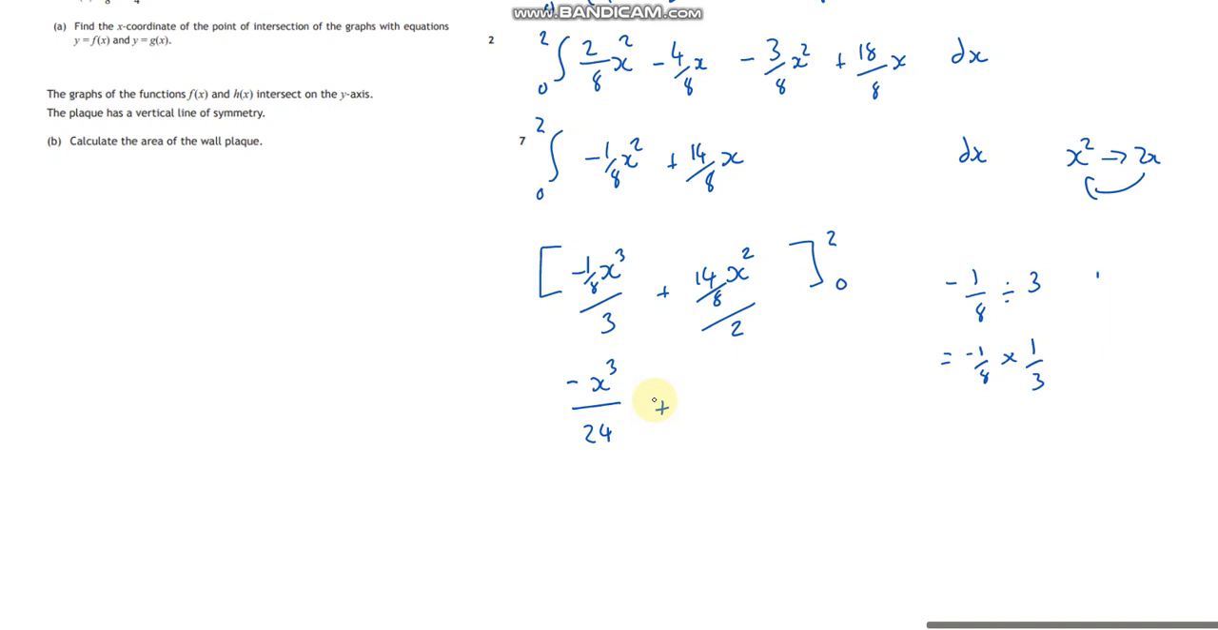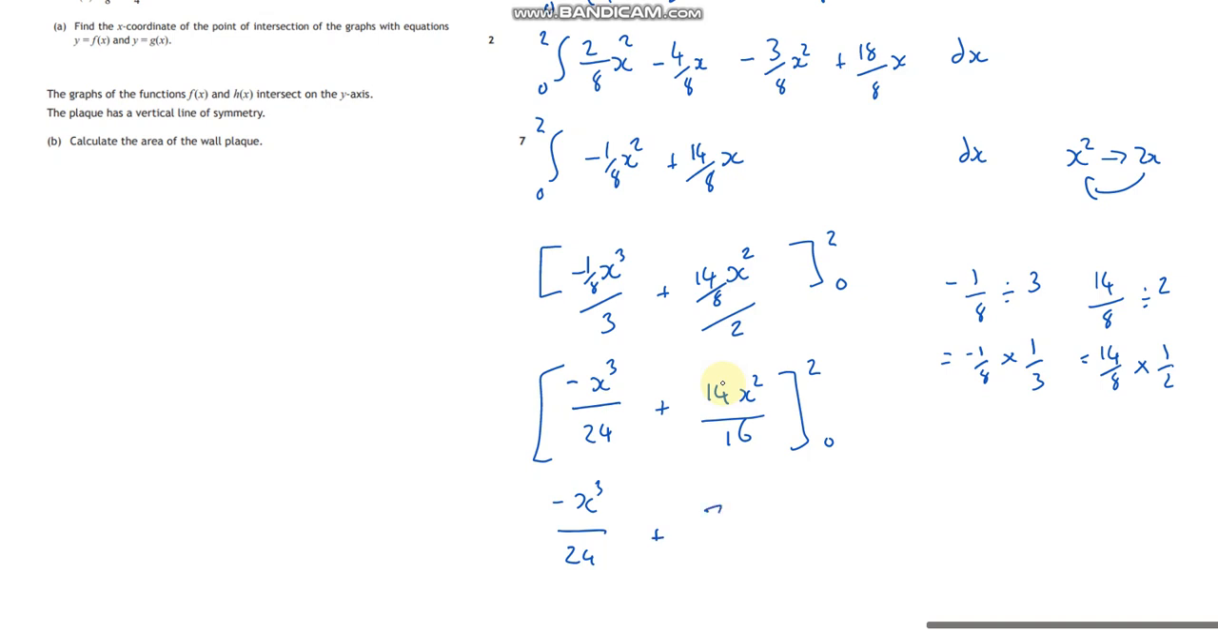And this one, I've got 14 over 8 divided by 2. So that's the same as 14 over 8, keep that the same, change the sign and flip. So that'll be 14x squared over 16. And I think I can do a little bit better again. I'll just simplify that slightly and divide the top and the bottom by 2. Let's see, negative x cubed over 24 plus 7x squared over 8, and that's between 2 and 0.